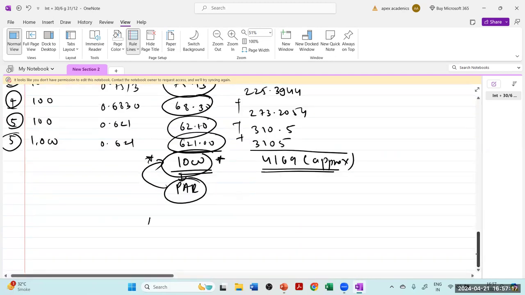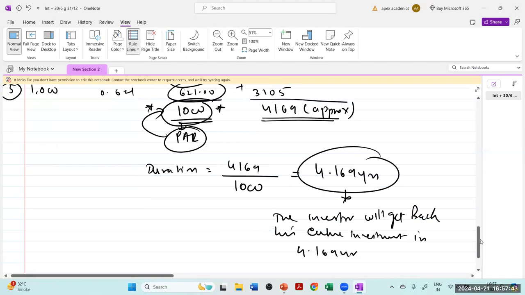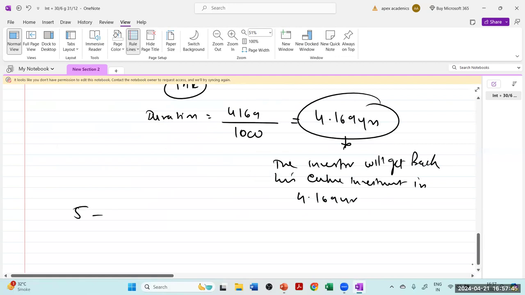Now, what is duration? Duration is equal to 4169 divided by 1000. Your answer is 4.169 years. What is the meaning of this? The meaning of this is the investor will get back his entire investment in 4.169 years. Therefore, 5 minus 4.169 is equal to 0.831 years.